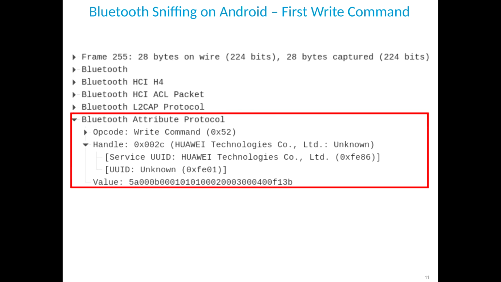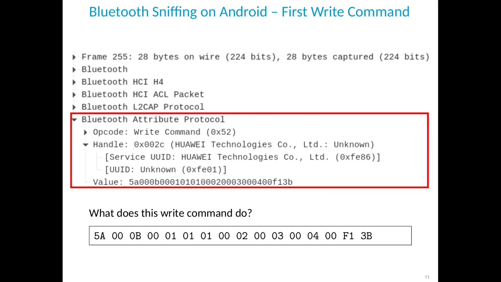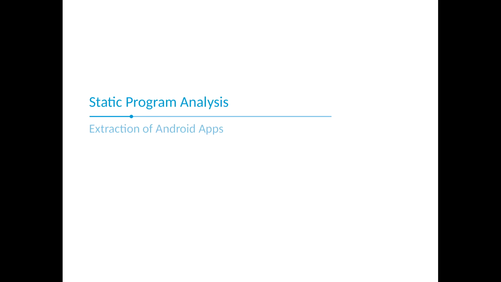And in this picture, you can see the first write command from the smartphone to the watch. And of course, I had no idea what this write command was, and I was very interested to find some information about it. So I decided to do some static program analysis. And the first step is that you need the app before you want to analyze it. And I started with the extraction.